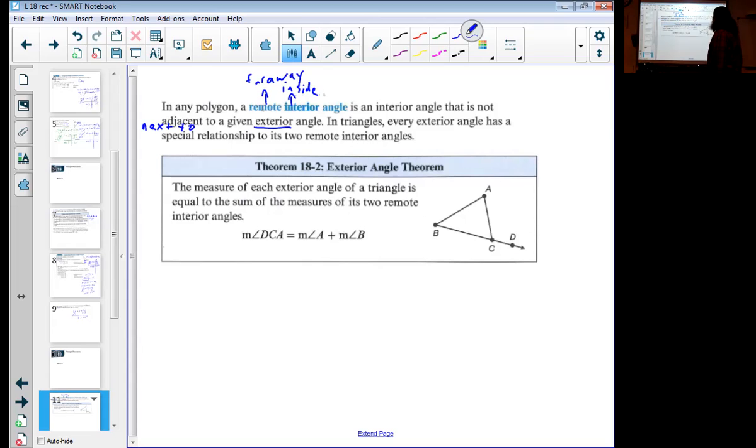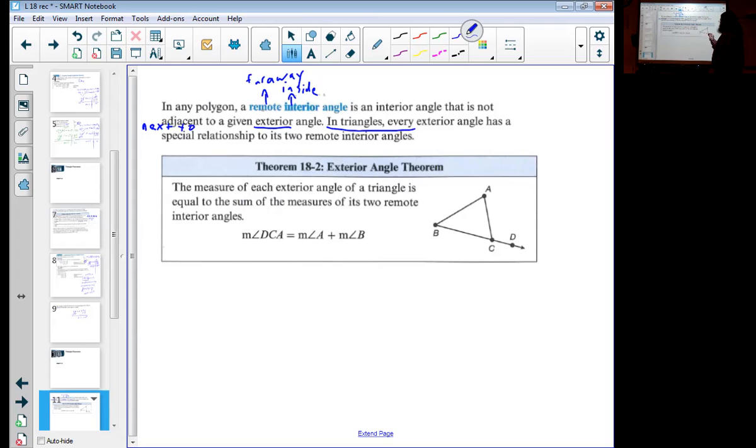In triangles, every exterior angle has a special relationship to its two remote interior angles. What's important here is that it's specifically in triangles. This is not the case for all polygons. This is something that is special specifically to triangles. So the exterior angle theorem says that the measure of each exterior angle of a triangle is equal to the sum of the measures of its two remote interior angles. And that kind of makes sense, right?